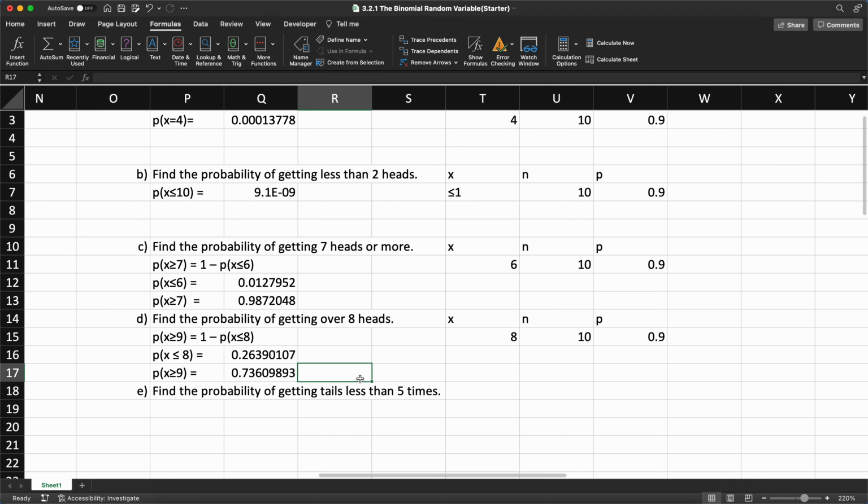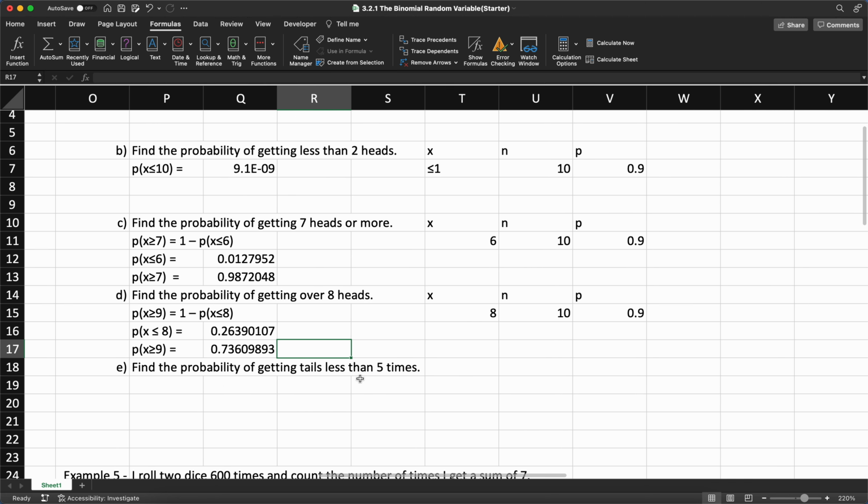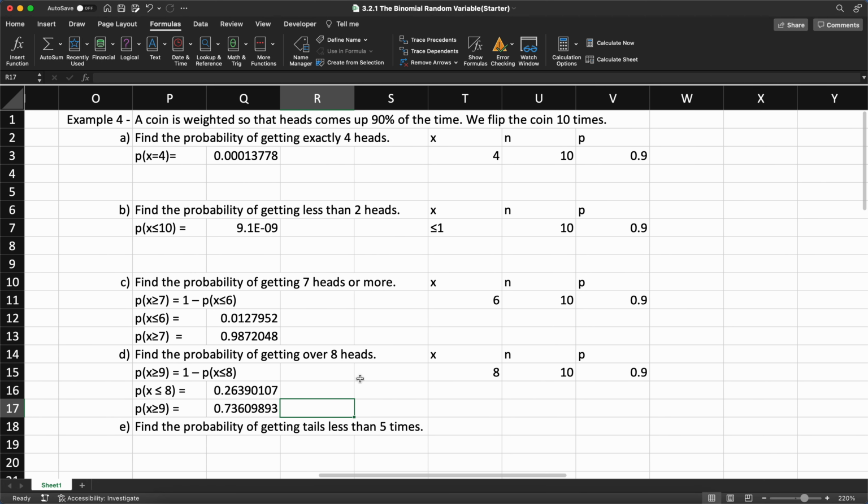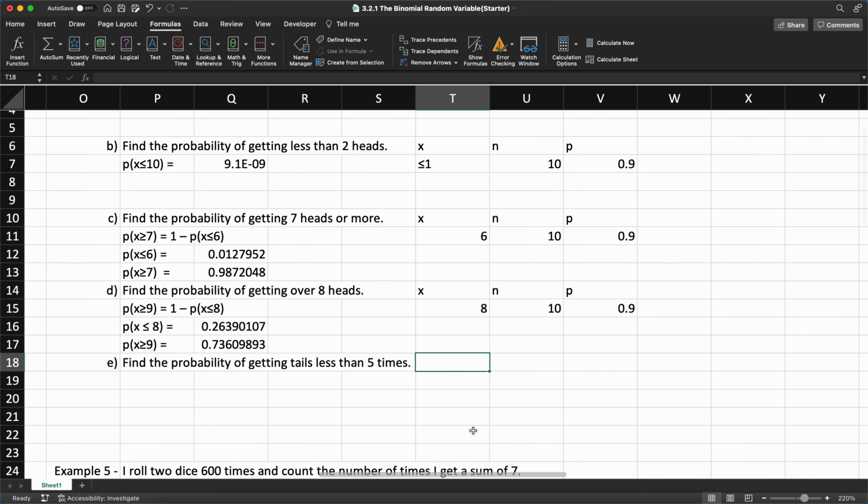All right, last example for this problem. Find the probability of getting tails less than 5 times. All right, so our idea of a success has now changed. Now getting tails is successful. Because of the way this is worded, we want to get tails less than 5 times. So x is going to be 4 because it's less than 5. It's not less than or equal to 5.